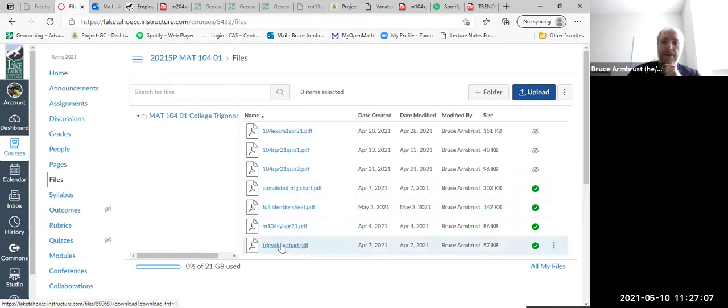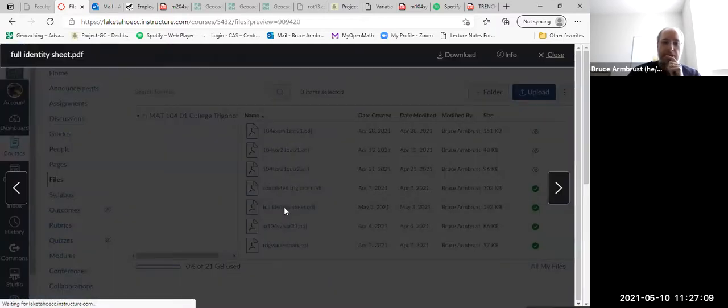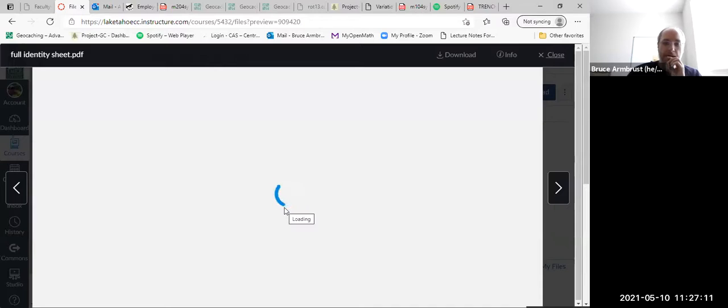It's also where the trig value charts are and all that. So in case you ever want to go back for those. But I went ahead and I put one of these in here as well. And this has all of the identities, including ones that we have not done yet.